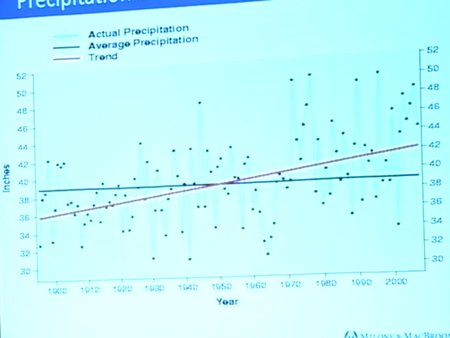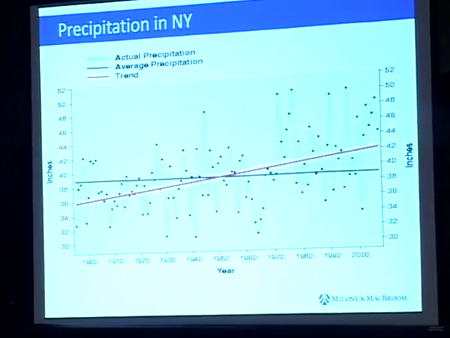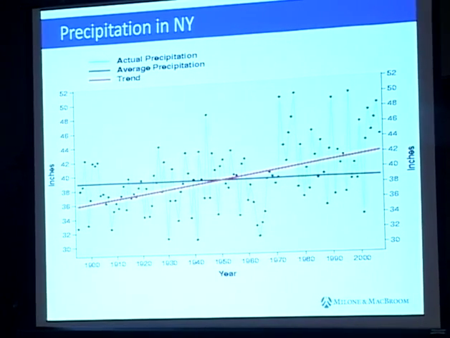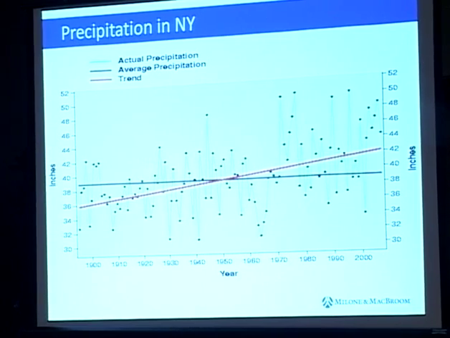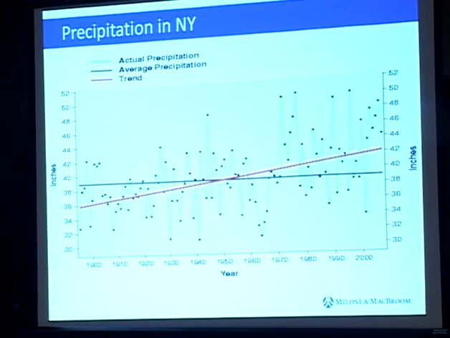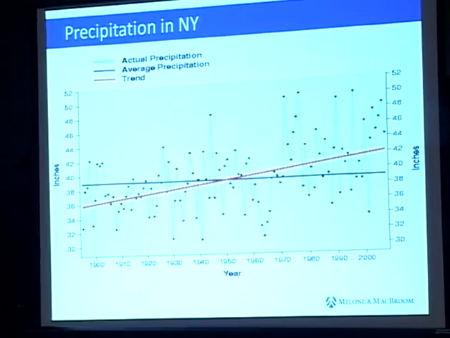Now, this is a graph. This is overall precipitation in New York that's been tracked for most of the last century. And you can see there's a general trend of increasing overall precipitation. So it's a little unknown what will happen off the chart here in the future, but it does appear that overall precipitation is increasing over the last century.